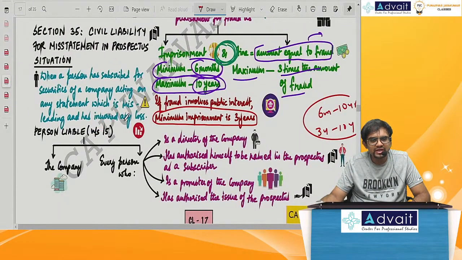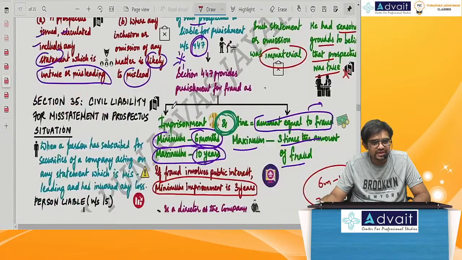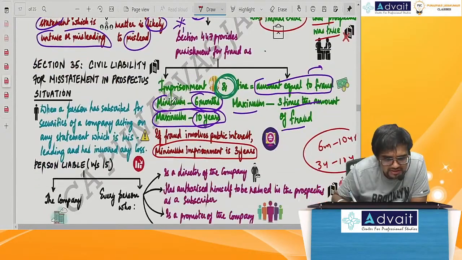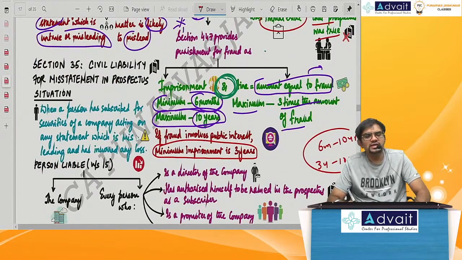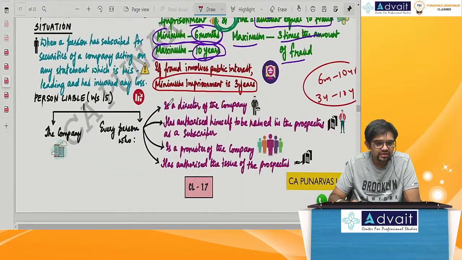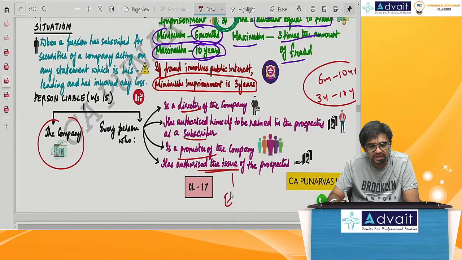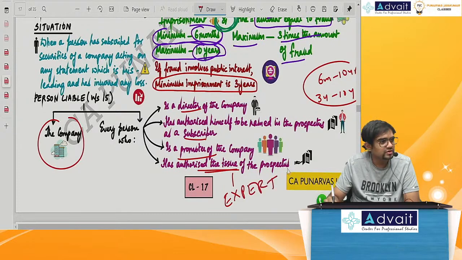Cool. So civil liability is very simple. This is criminal liability, guys. Criminal liability is this. Civil liability is under 35. Where a person has subscribed for securities of a company acting on any statement which is misleading, then who is the person liable? The company also is liable, and every person who is the director of the company, authorized to be a subscriber, promoter of the company, and authorized the issue of prospectus, that is nothing but the expert. Expert also will be liable.